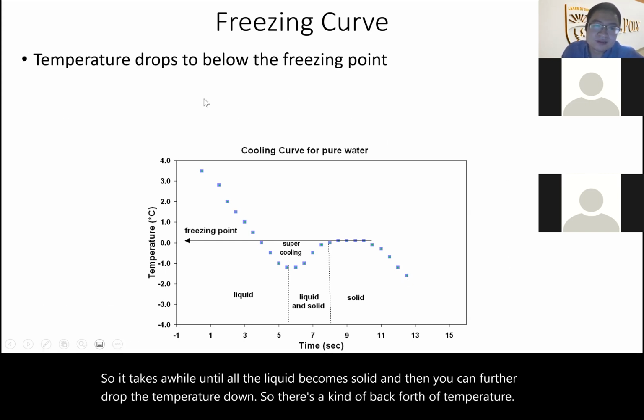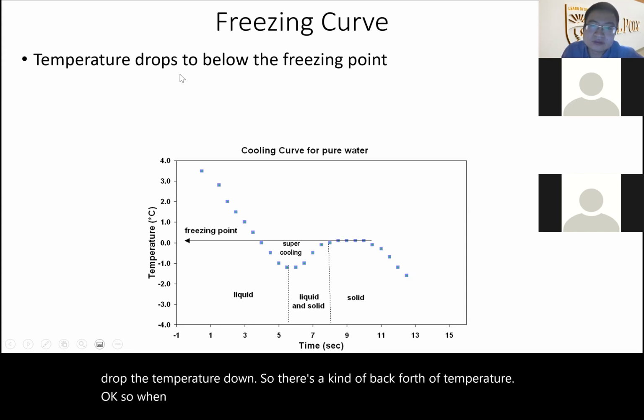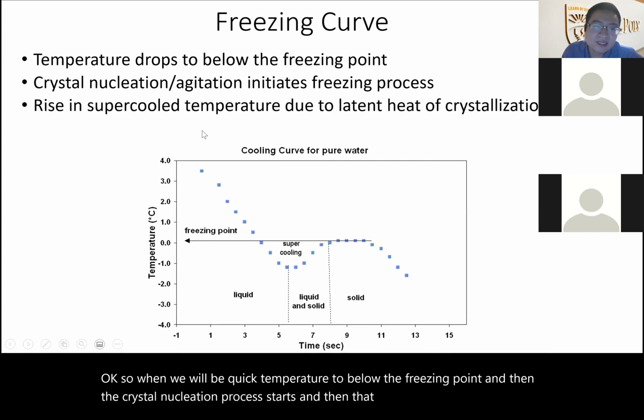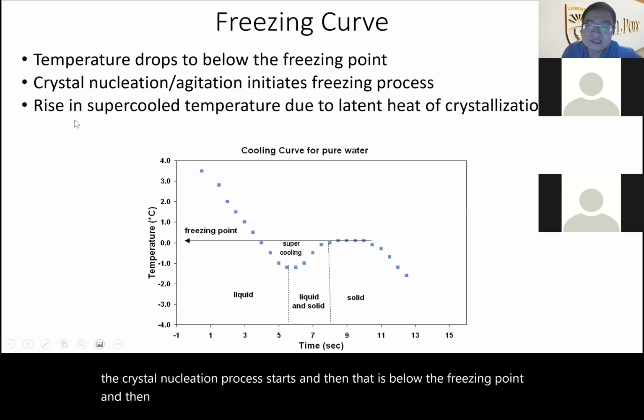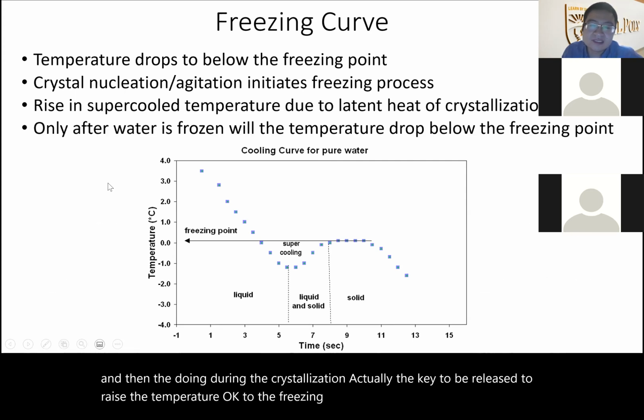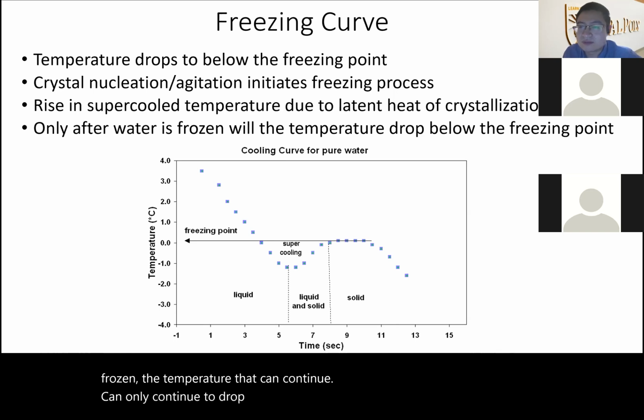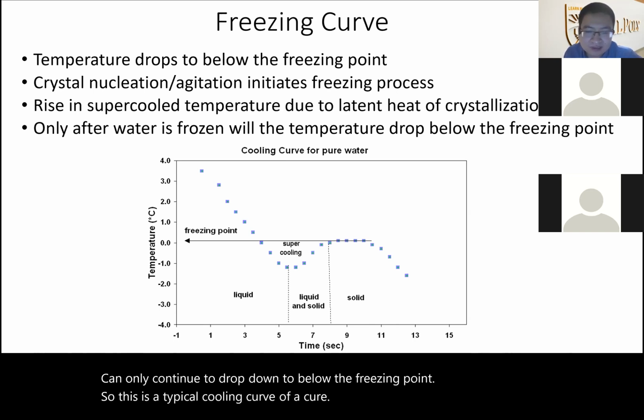Okay, so when we decrease temperature to below the freezing point, the crystal nucleation process starts. During the crystallization, the heat will be released to raise the temperature to the freezing point. And finally, after all the water is frozen, the temperature can continue to drop below the freezing point. So this is a typical cooling curve of pure water. Any questions about this curve?